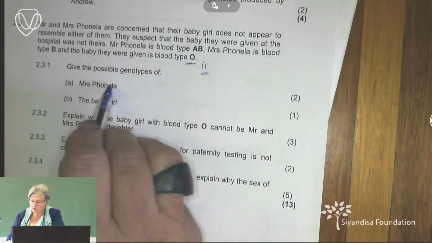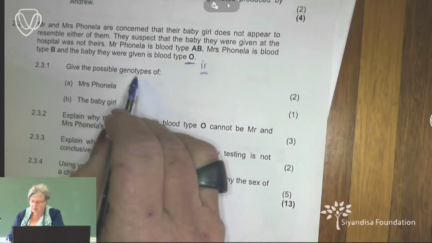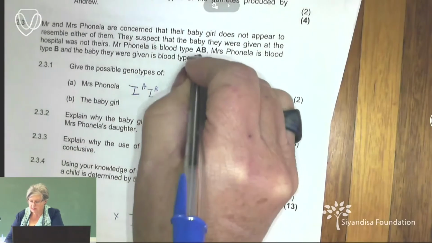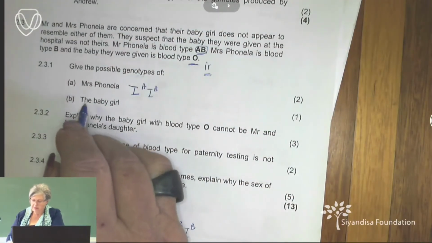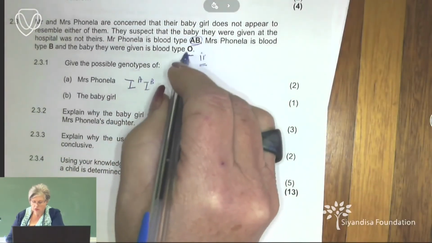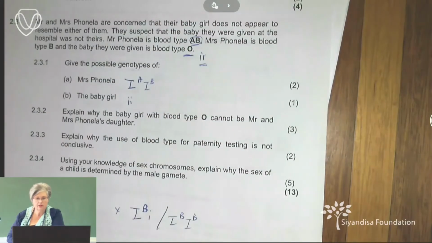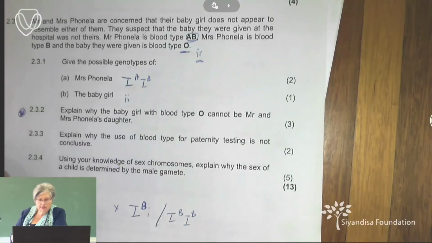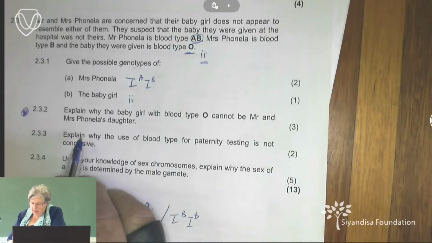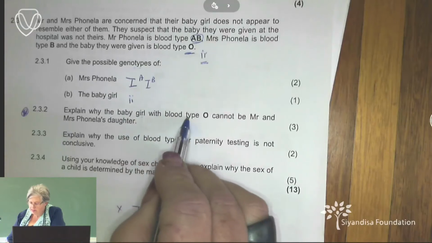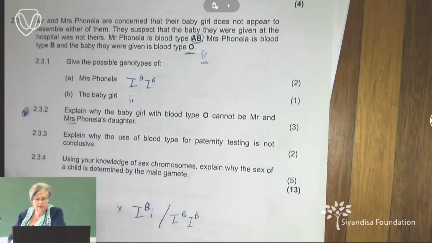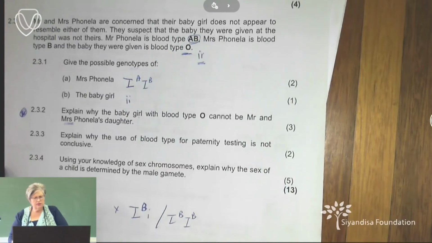Give the genotypes of Mr. Punela. The genotype is A, B, because he's AB. The baby girl, they say to you blood type O, so the genotype is small i, small i. Now they say to you, this is now higher cognitive, nee? This is now what you must be able to explain. Explain why the baby girl with blood type O cannot be Mr. and Mrs. Punela's daughter. Why can it not be their daughter?